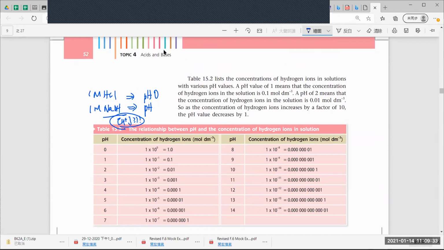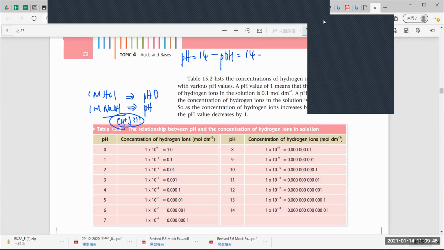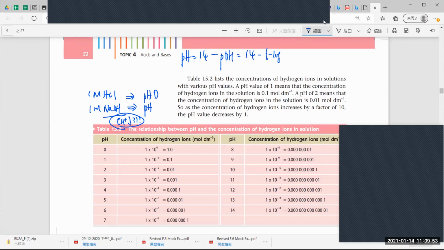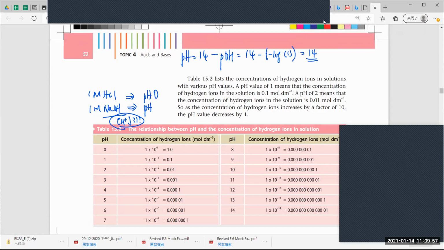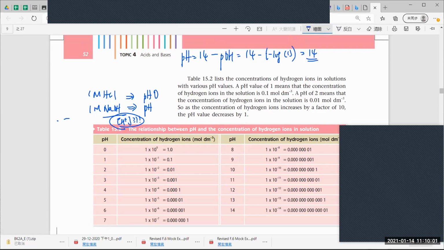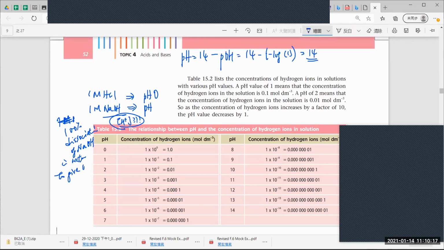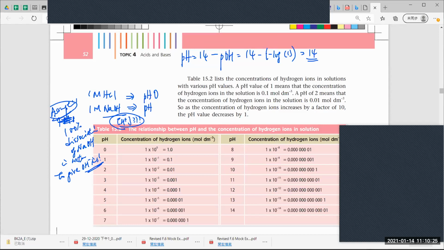So you get to know what is the pOH, right? Yes, it's 14. Can you get the point? So it is based on the assumption that 1 molar NaOH has 100% dissociation in water to give hydroxide ion. Make it as an assumption like this. Otherwise you cannot calculate. Is that clear?